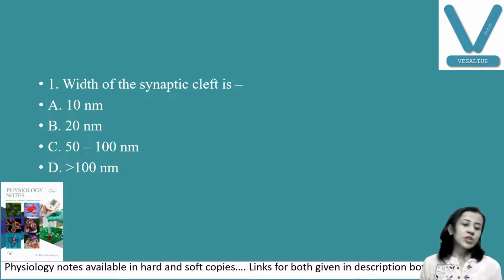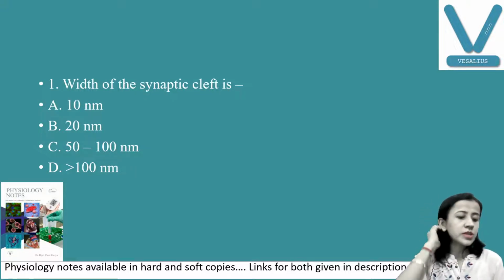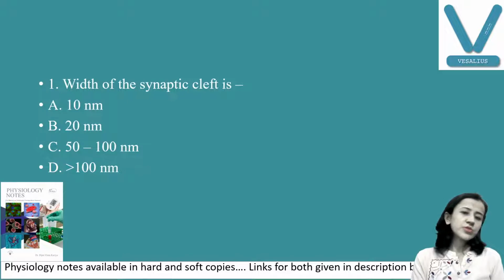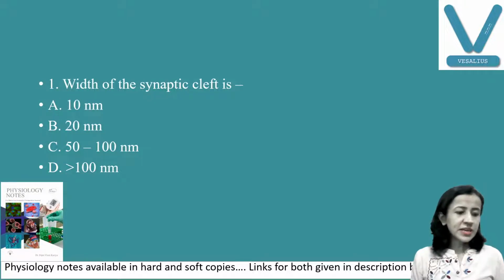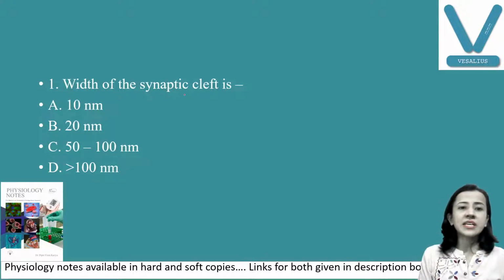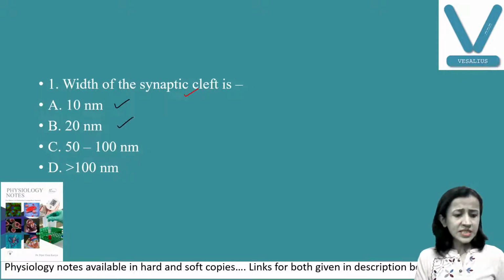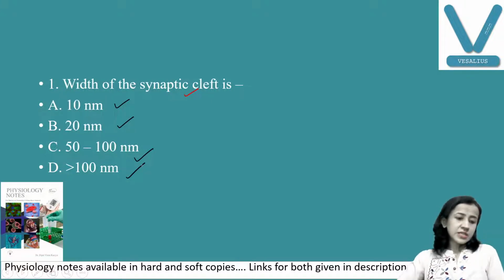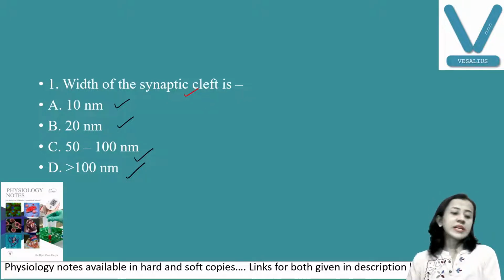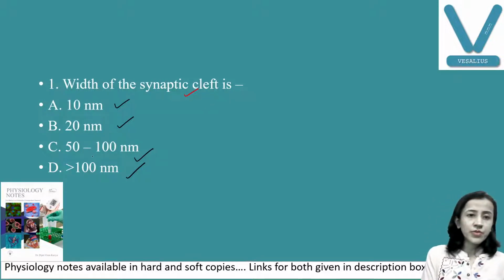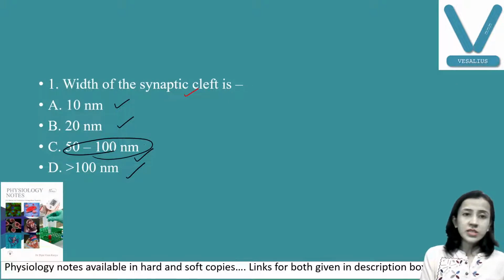So let us start. If you are watching me live, you can give me answer, and if you are not live, you are just watching recorded video, then also you can write down your answers. Okay, starting with the first one, width of the synaptic cleft. We have already discussed how much is the normal width of synaptic cleft. One, that is 10 nanometer, 20 nanometer, 50 to 100 nanometer, and more than 100 nanometer. We have discussed, if you watch the video, you can easily answer, that is 50 to 100 nanometer is the width of the synaptic cleft.